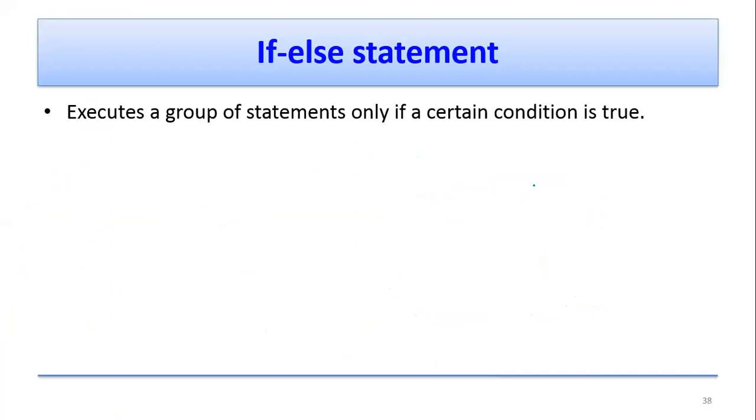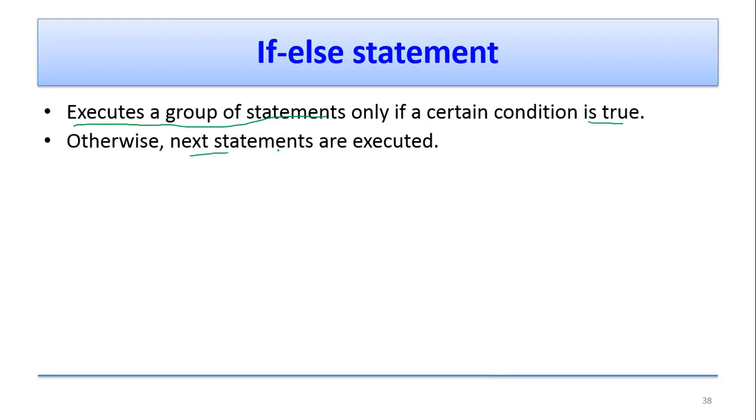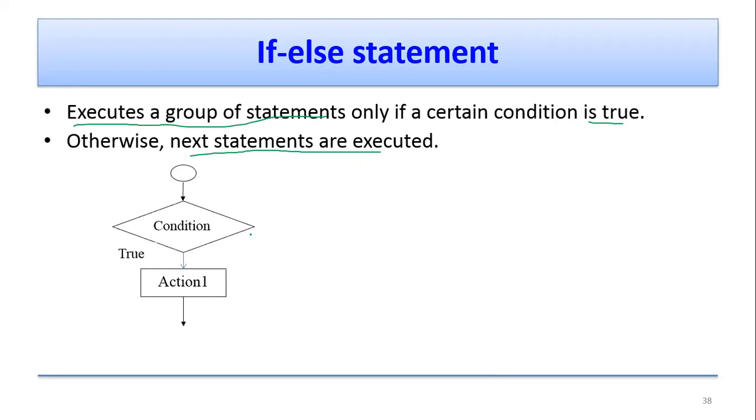Yes, sir. Okay. Then the next one is the if-else statement. In here, we execute a group of statements only if a certain condition is true. Otherwise, the next statements are executed. Earlier, if GPA is less than 3.0, there is no statement. But in the if-else statement, if this is true, then we can have a set of actions. If this is false, then we can have another set of actions. So either action one or action two comes to this particular connector.